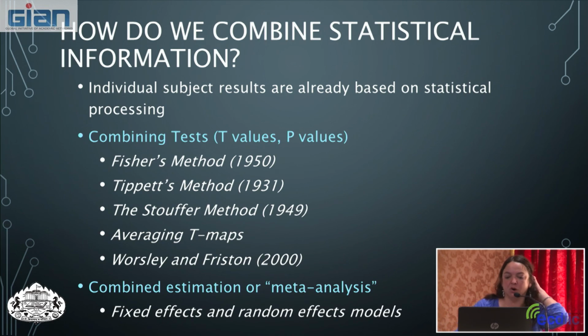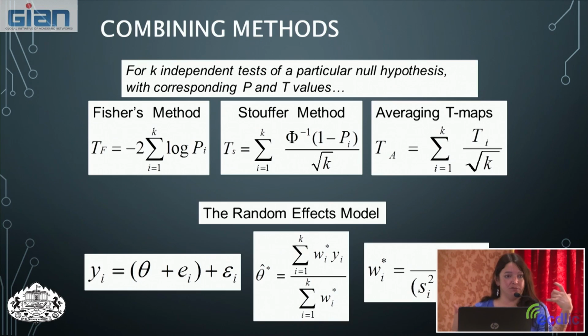The other is called meta-analysis, which uses fixed and random effects models. And these actually go back to each subject and use the means and the standard deviations from each individual subject to try to combine these. So you could go from a range of something pretty easy to something pretty complex when you try to combine information.